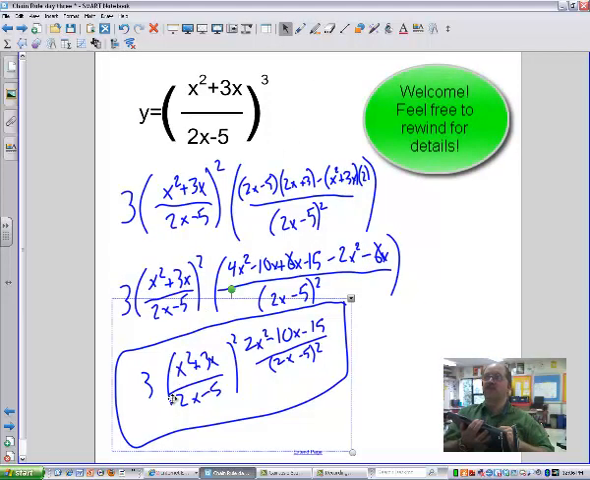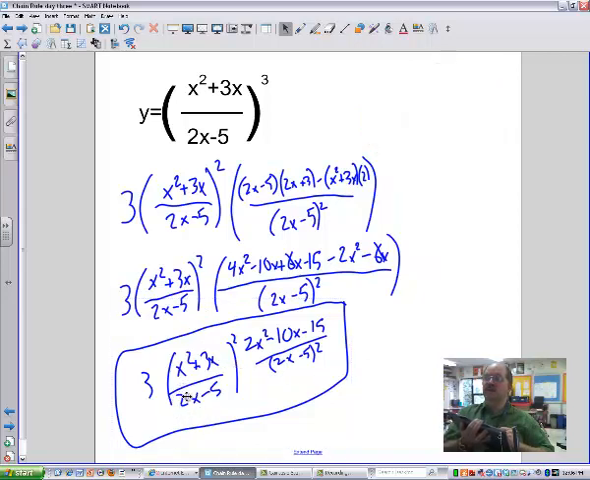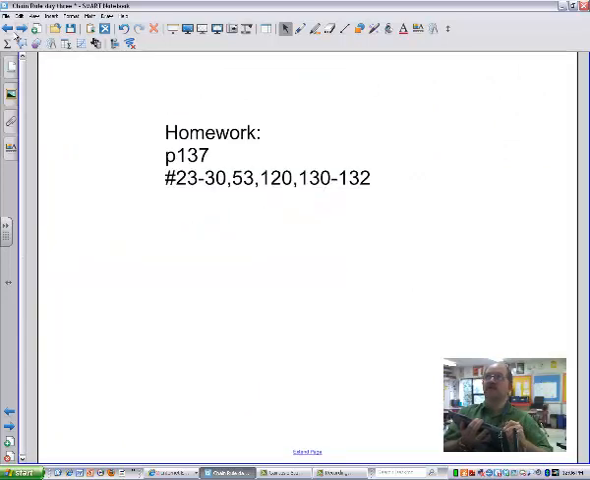Your final answer is what's down here in the box. I could try to write it neater, but I don't know if I can. That's how we get to the final answer. So there's my box page. That's the problems that you're going to work on with this.